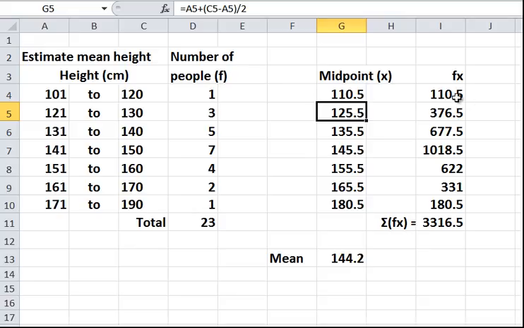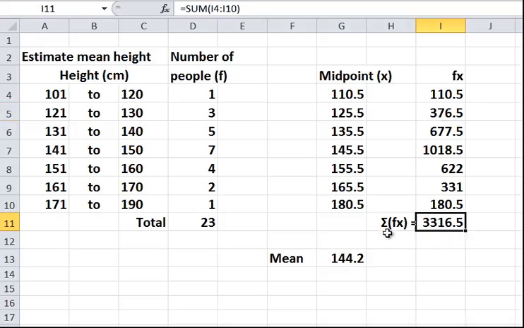And the frequency is over here. What we do is we multiply the midpoint times its frequency. So it's 110.5 times 1, which is 110.5, and 125.5 times 3 is 376.5. So it's fx. F for frequency, x for the midpoint. Fx, multiply the two together. And when we add it up, we get this.